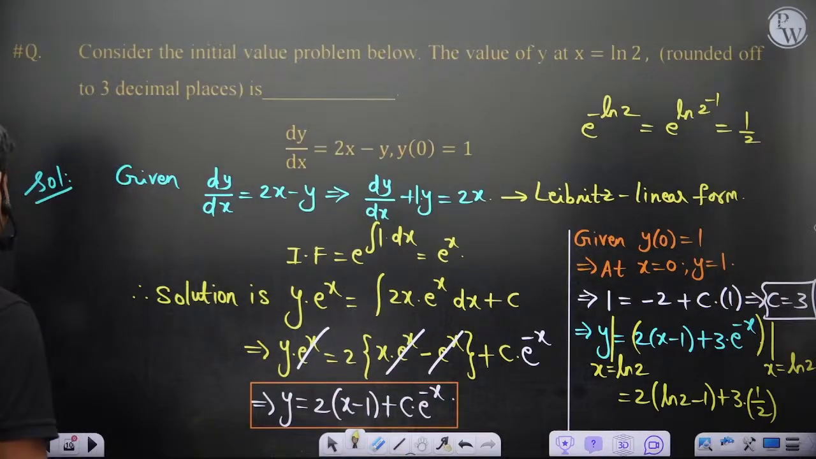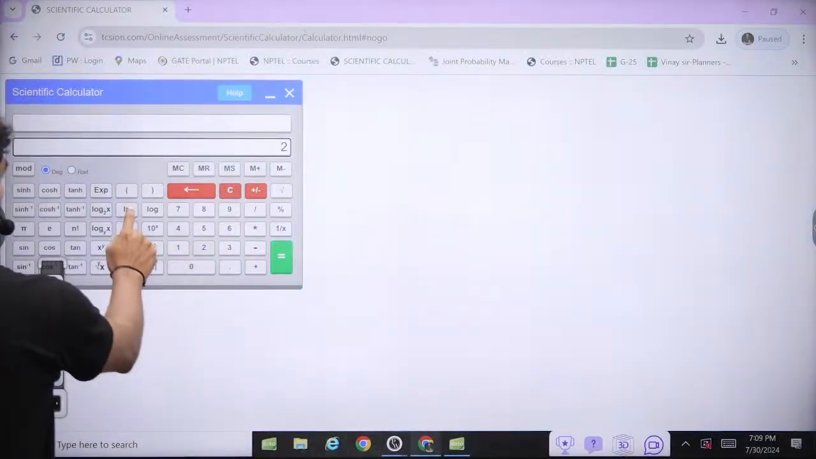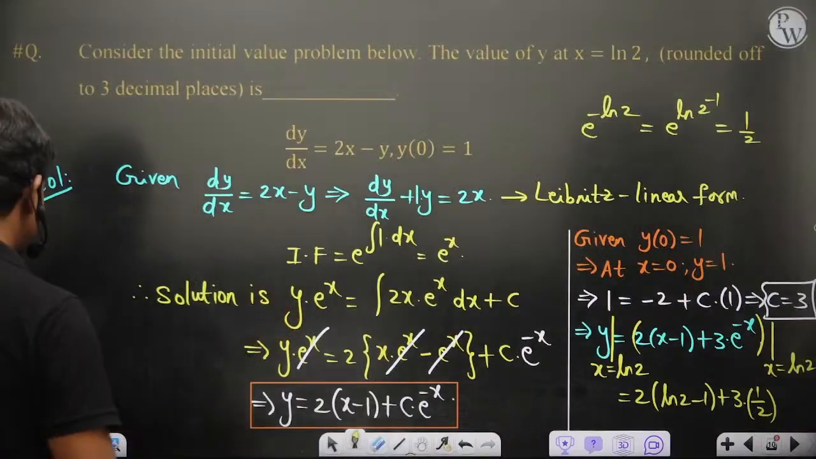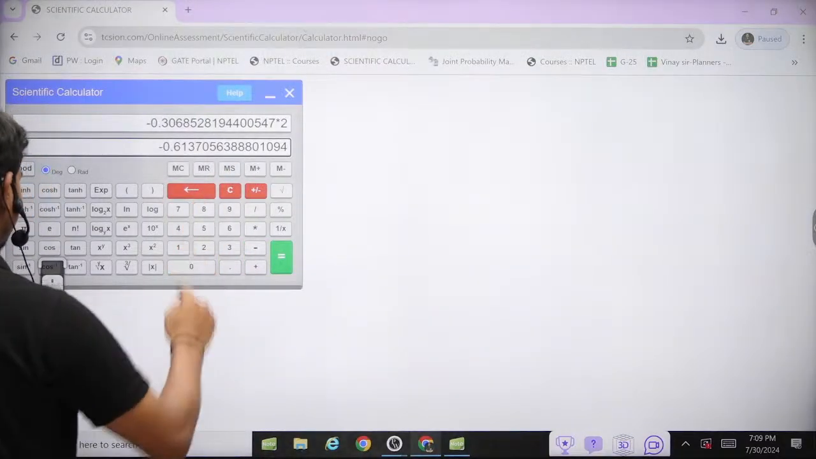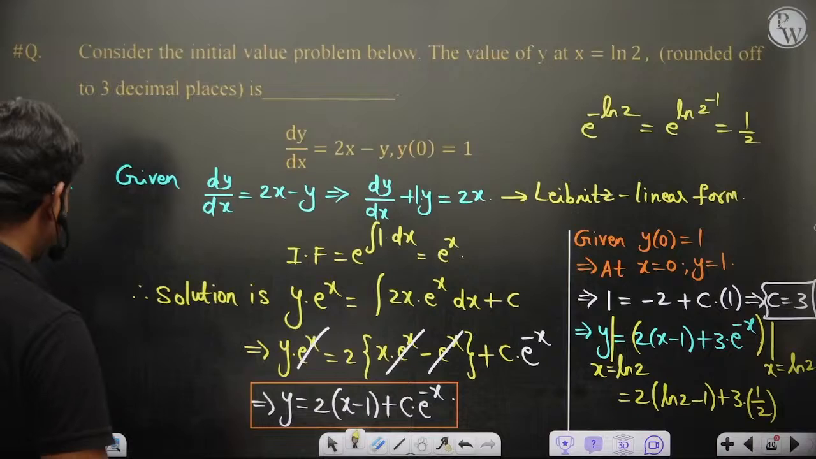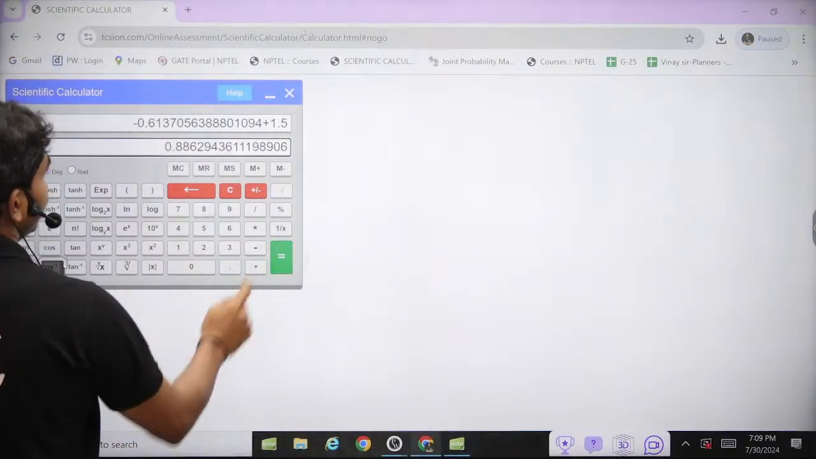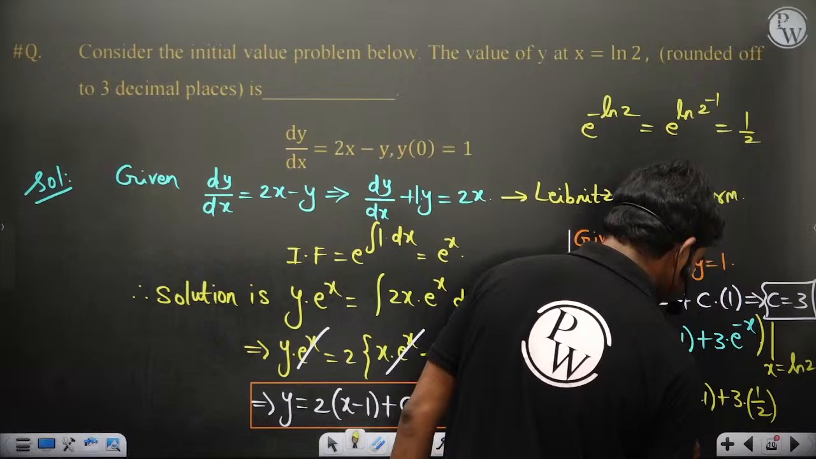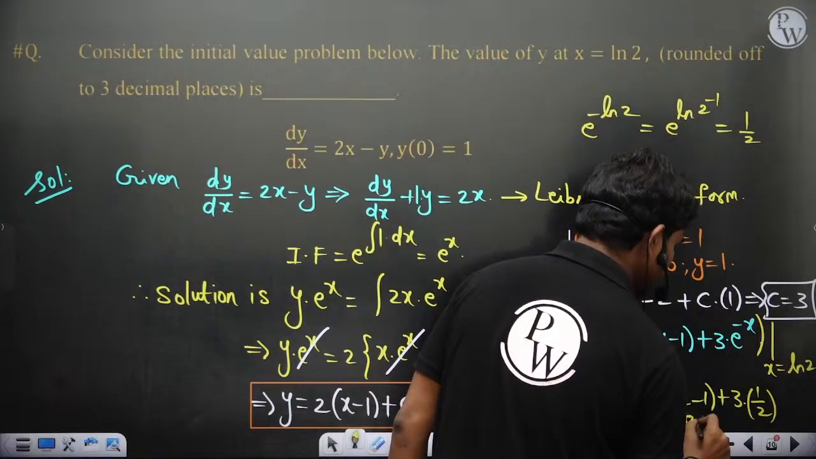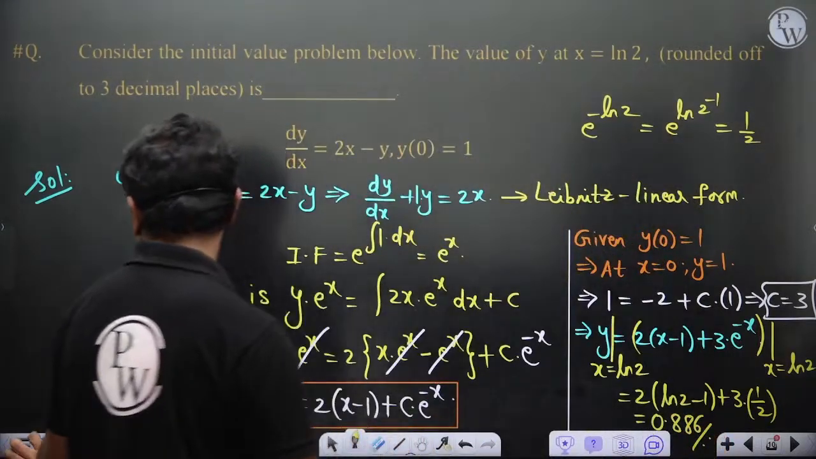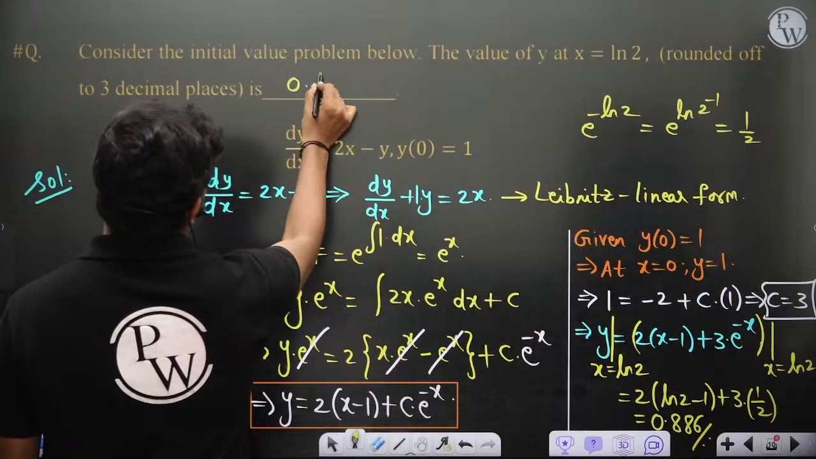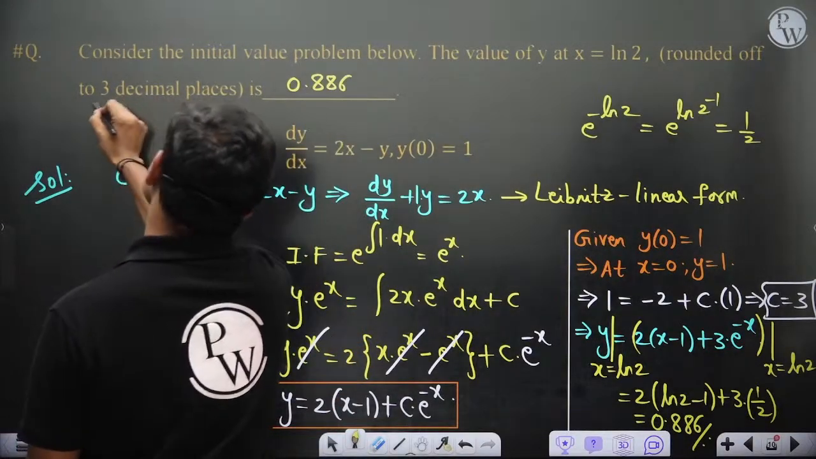So let's compute the value. 2 times of ln 2 minus 1 is minus 0.613, plus 1.5 gives 0.886. So 0.886 is the actual answer. To 3 decimals, 0.886 is good enough, because I have asked you for 3 decimals.